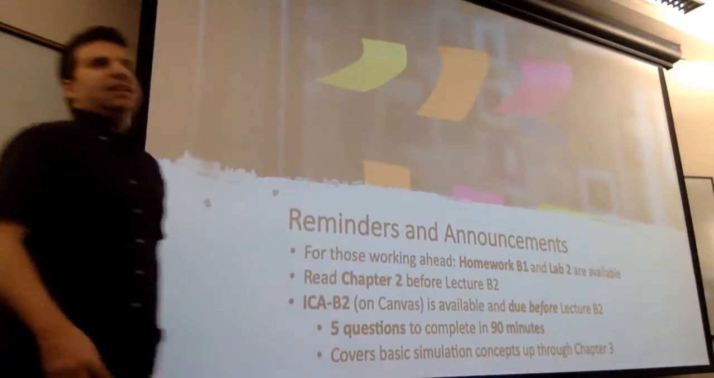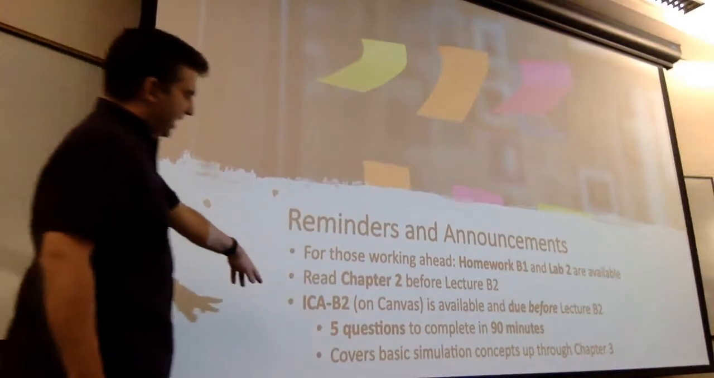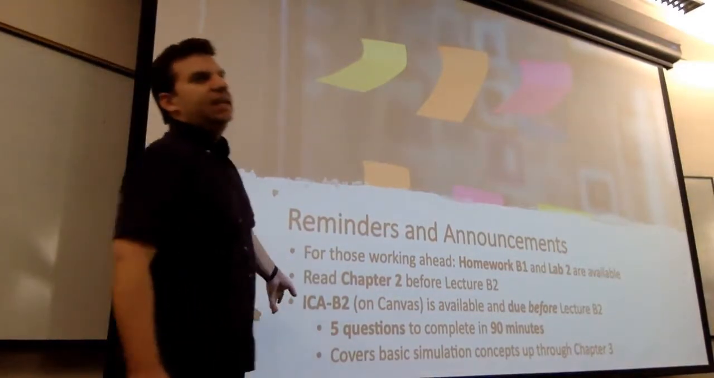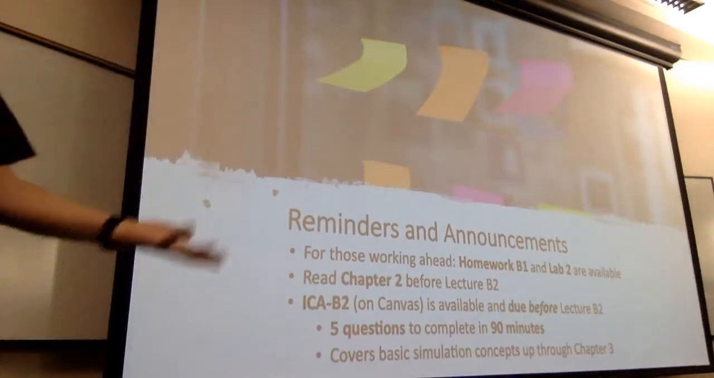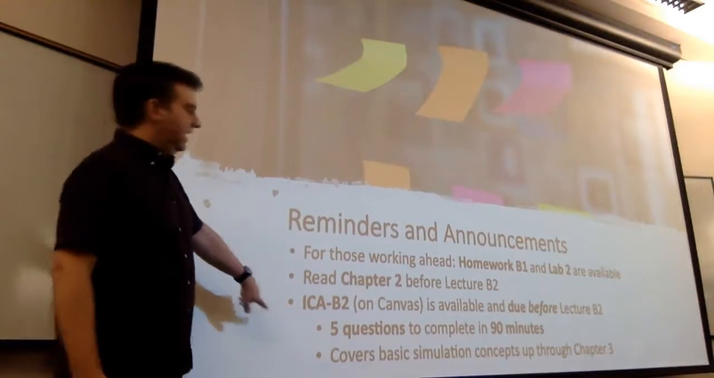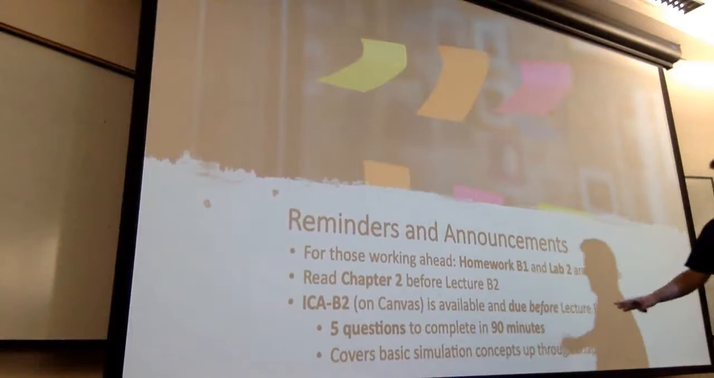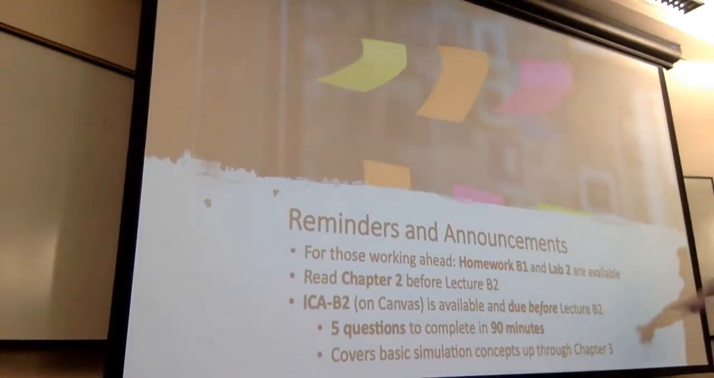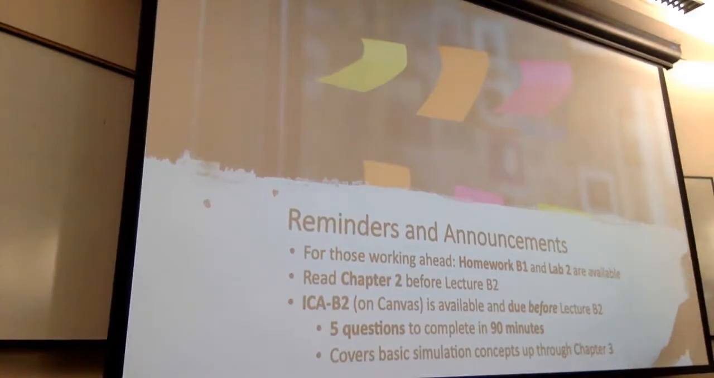Chapter 2 is the content we'll be covering next week. And then there's an ICA, a Canvas activity. Again, you can drop 7 of these, but if you just want to keep track of the material moving forward, this is an auto-graded quiz-like thing that is due before lecture B2. So it's over the material we've covered so far, as well as the material that will go into lecture B2 that hopefully you're reading ahead through. So that's an outline of what's moving forward.